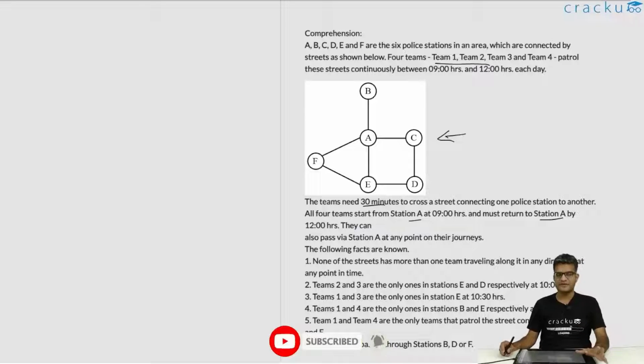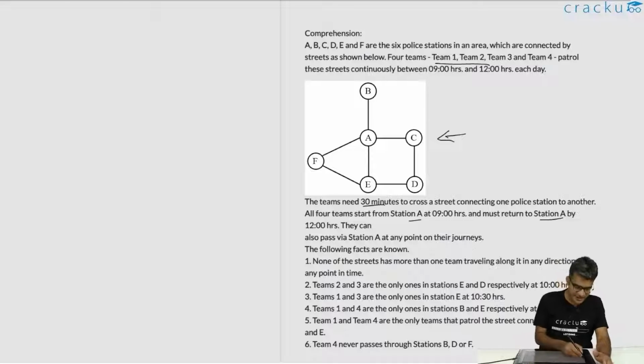We are essentially required to figure out where each of these 4 teams is at every half an hour interval. So let us draw a table. The table will contain some rows and columns. It will look something like this.